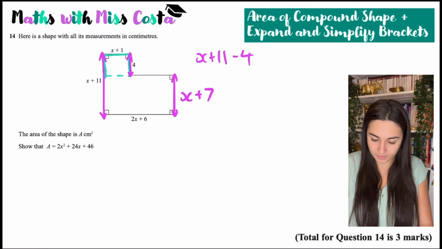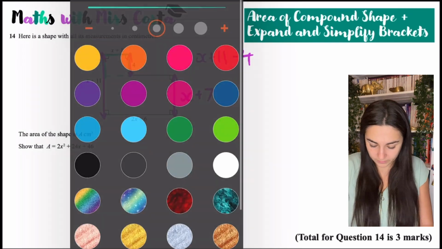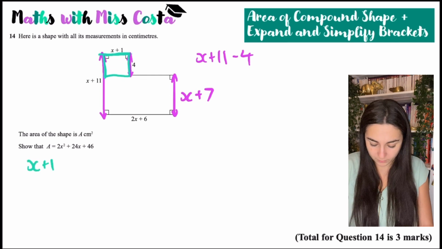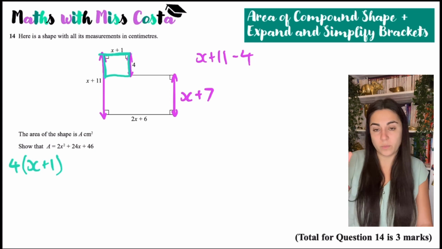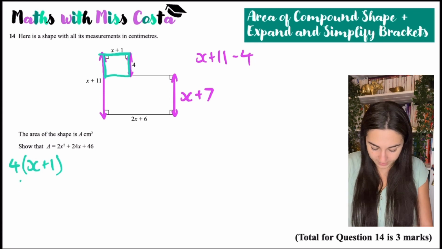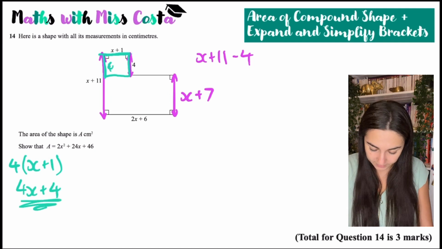So let's do the top part of the shape first. So I've got x plus 1 times by 4. And remember, when we are multiplying more than one term, we put it in brackets. So the area of this shape would be 4x plus 4 once I've expanded it. So that's 4x plus 4.